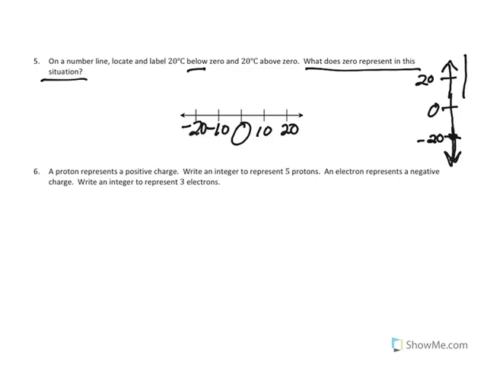And so then if we wanted to do 20 degrees below 0, that would be -20, same as it would be if we did it over here. And if we wanted to do 20 degrees above 0, that would be on the right of 0, just like it would be above 0 here. So now we need to say, what does 0 represent in this situation? And so in this situation, 0 is just basically 0 degrees Celsius. Doesn't matter if it's Celsius or Fahrenheit. So as you can see, 0 represents 0 degrees Celsius.